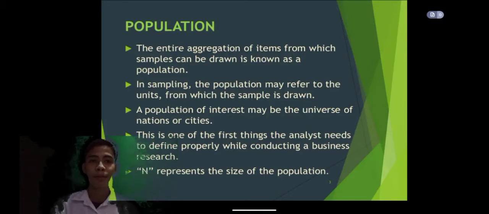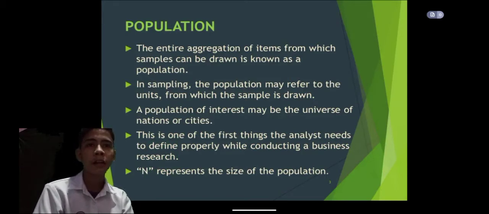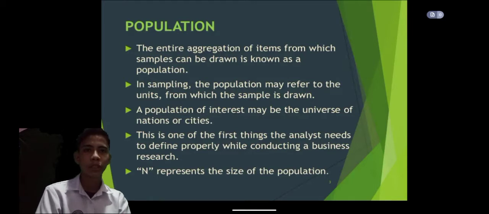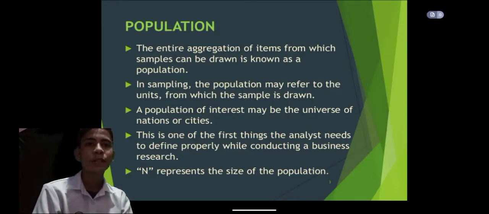A population is the entire aggregation of items from which samples can be drawn. In sampling, the population may refer to the units from which the sample is drawn. A population of interest may be the universe of nations or cities. This is one of the first things that the analyst needs to define properly while conducting a basis in research, and N represents the size of the population. This is the definition of population.